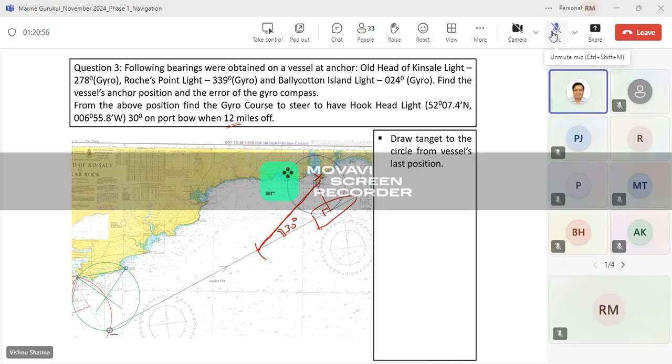So that means this is the course to steer. When you reach this point B 12 miles from here, the ship will be placed like this and it will be automatically 12 miles 30 degrees on the port bow. So you can check your plotting on the chart itself by putting your protractor and measuring this angle. This angle cannot be out by more than a degree in any case. Let me clear it and then show it to you.